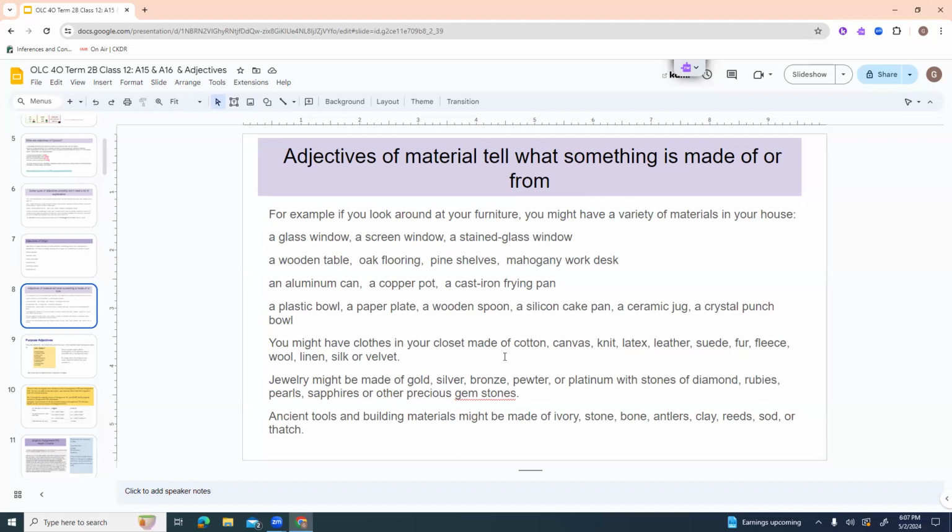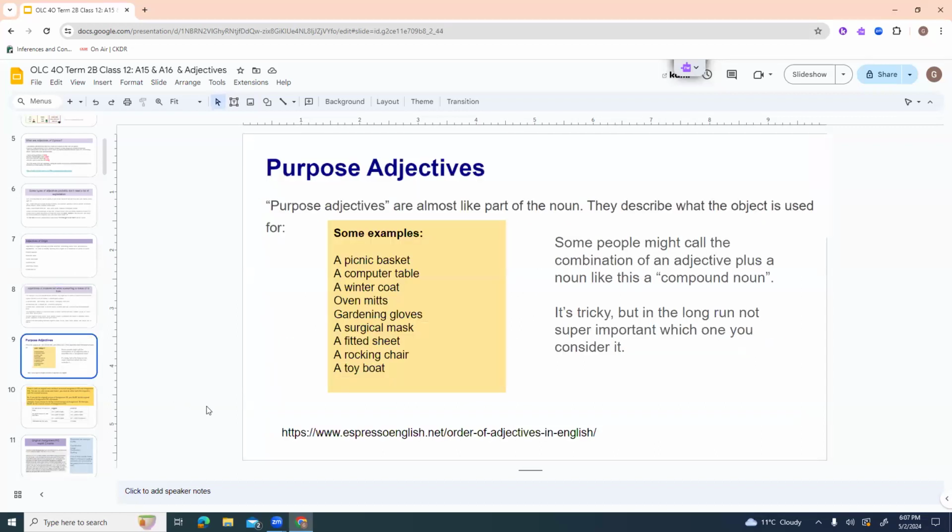You might have clothes in your closet made of cotton, canvas, knit, latex, leather, suede, fur, fleece, wool, linen, silk, or velvet. Yes, clothing counts as different types of material. Jewelry might be made from different types of gold or silver, bronze or pewter, platinum, with stones of diamond, rubies, pearls, sapphires, or other precious gemstones. Ancient tools and building materials might be things like ivory, stone, bone, antlers, clay, reeds, sod, or thatch.